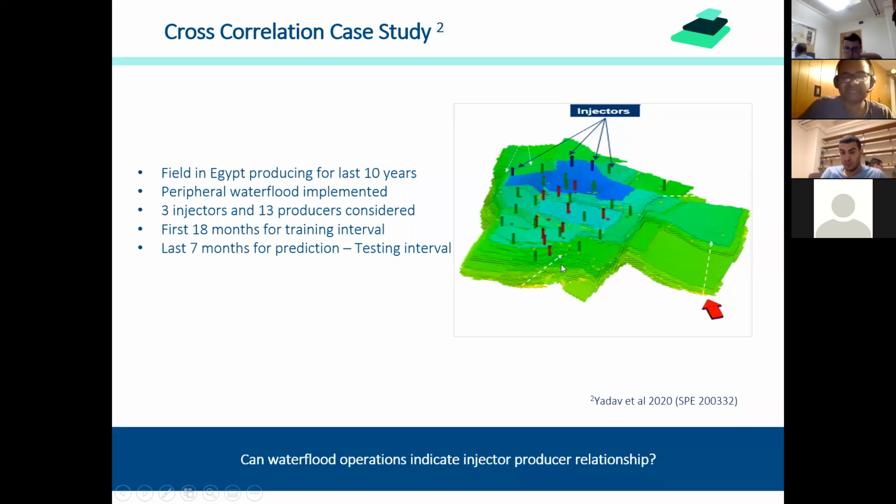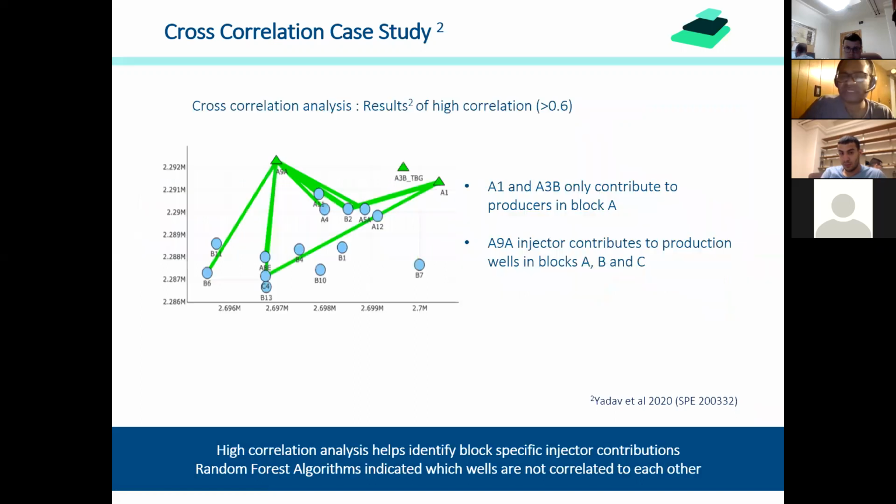There were three different layers, and essentially what we did here was run cross correlation analysis, and through the cross correlation analysis we were able to figure out which specific injectors are actually contributing to the well. What you see on your screen are the actual locations, the circles being producers, the triangles being injectors. We were able to showcase areas of high correlation using just the data. We showed how two injectors were contributing to producers in block A, whereas one of these injectors was contributing to production for wells in all the blocks.